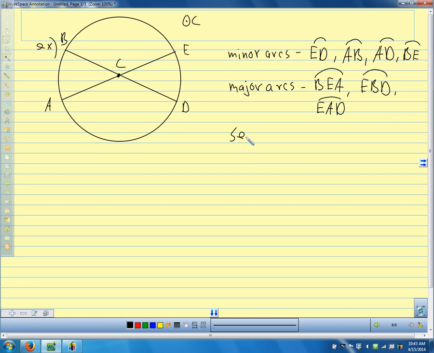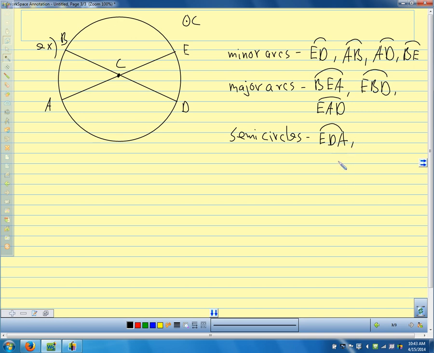How about semicircles? EA, and usually with a semicircle we use 3 points. We could say EA because either way we go we do a semicircle. Just to be sure we could use 3 points. So I could say EDA or EBA. Either one of those would be a semicircle.